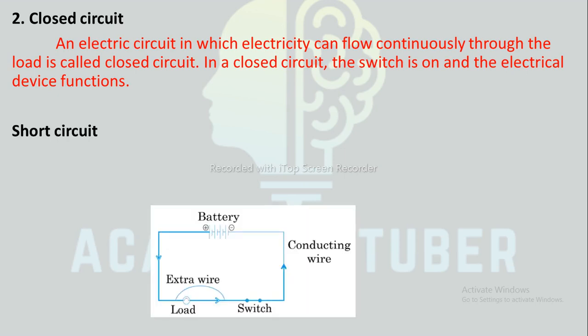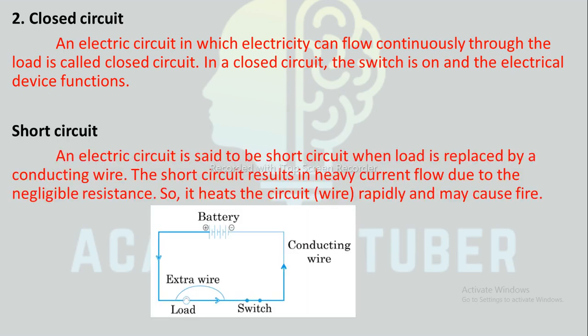Next one is short circuit. So here is a diagram showing short circuit. An electric circuit is said to be short circuit when load is replaced by a conducting wire. The short circuit results in heavy current flow due to the negligible resistance. So it heats the wire rapidly and may cause fire.